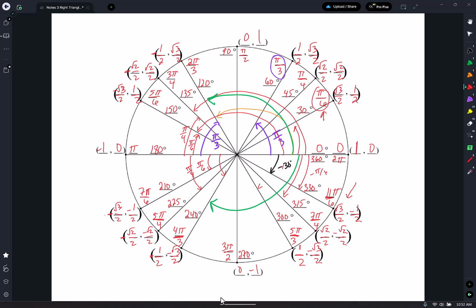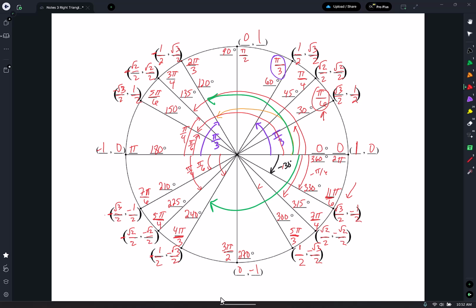Now when I hear cosine, I'm thinking, that's my x value. When I hear 5 pi over 6, I'm like, my x value in quadrant 2 is negative. All the cosines of pi over 6 are always square root of 3 over 2. That's always your x value, but I'm in quadrant 2, so it must be negative. If I say cosine of 7 pi over 6, that's quadrant 3, with a 6 in the denominator, so it must be negative square root of 3 over 2 for the cosine.